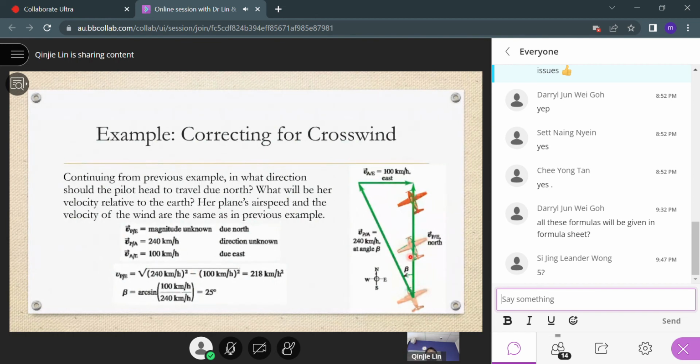Okay, so in an actual scenario where the plane is like that, of course you waste fuel. You see, you fly 240, right? Actually the wind is blowing slightly, pushing you back. So in the end, you're going a bit slower.